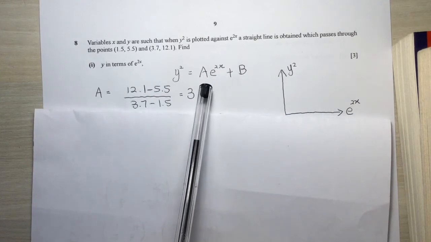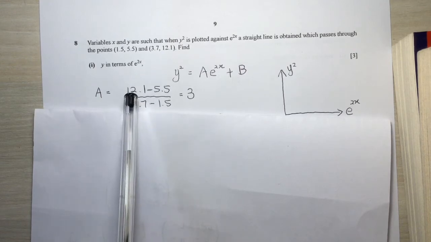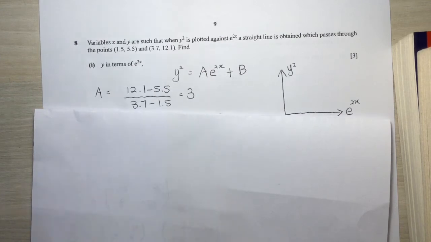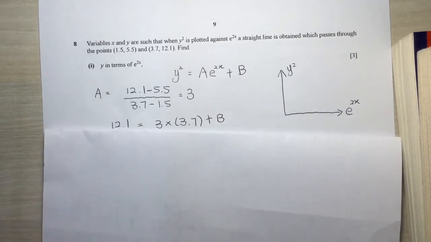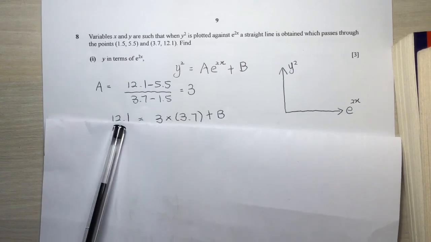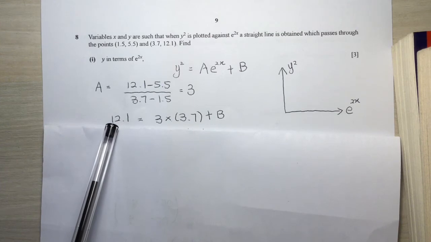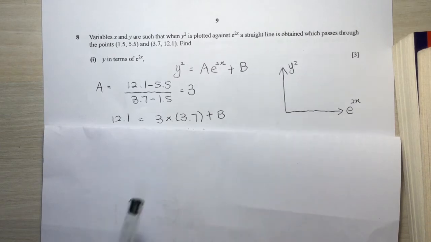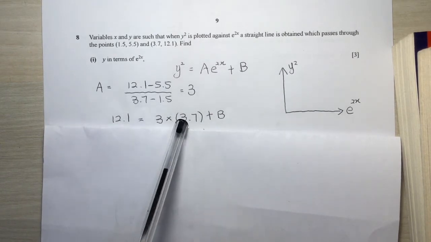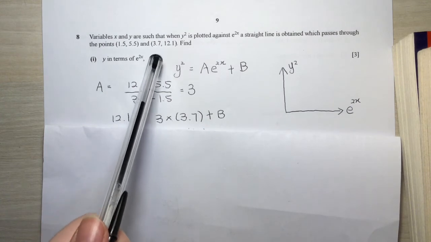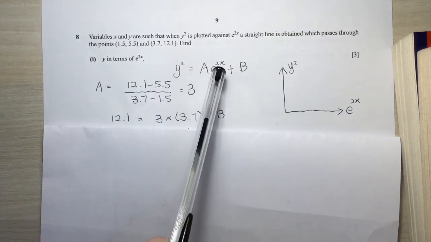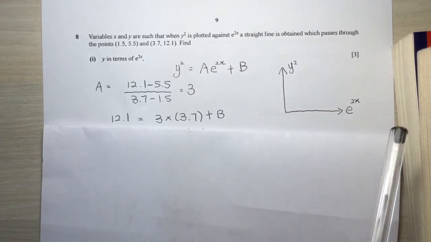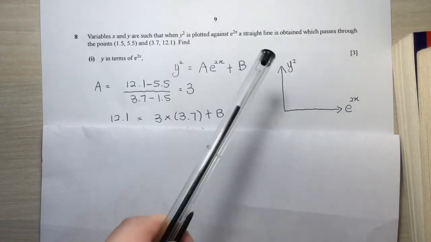So to find the gradient a, all we have to do is carry out our usual way, y1 minus y2 over x1 minus x2, and we obtain 3. Then all we have to do is sub in 3, and remember that we don't have to square root your 12.1 anymore, because this is just the y itself now. It's on the y-axis, it's y. Then multiply by the x coordinate in this bracket, and the x coordinate here directly equals e to the power of 2x, because now the x-axis itself is e to the power of 2x. Just see it as the x, and this will be the y-intercept.